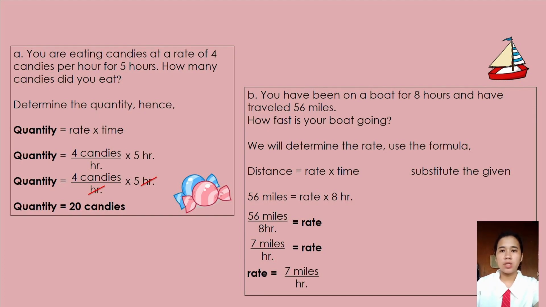Another example is you have been on a boat for 8 hours and have traveled 56 miles. How fast is your boat going? We will determine the rate, and we use the formula distance equals rate times time. Substitute the given. 56 miles equals rate times 8 hours. 56 miles over 8 hours equals rate. Divide by 8. The answer is 7 miles per hour, so rate equals 7 miles per hour.